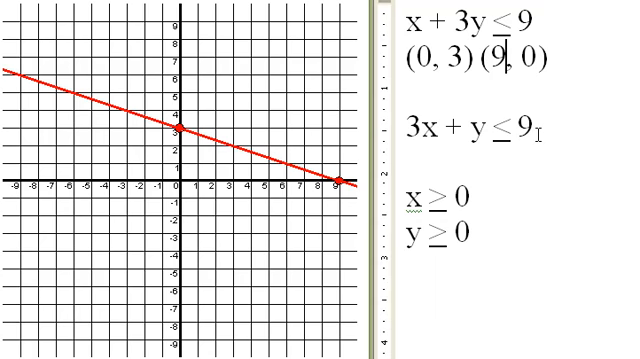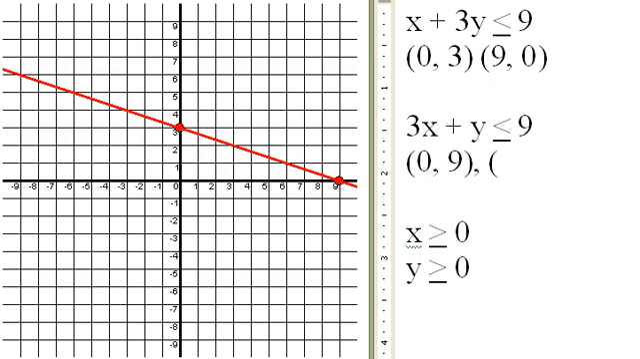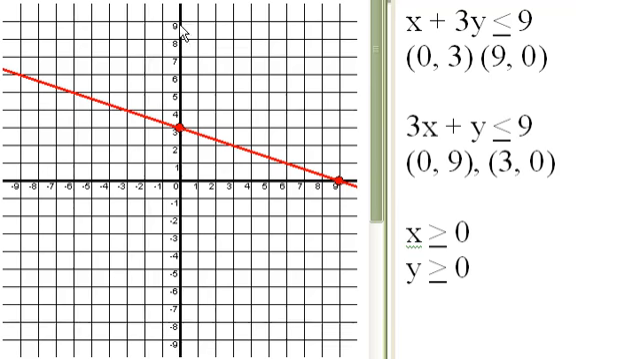The second one works exactly the same way. Only here, when I put 0 in for x, I'm going to get y equals 9. And when I put 0 in for y, I'm going to get x equals 3. So 3x equals 9, x is going to have to be 3. And so you can see my points are just kind of reversed here. So if I graph a line, 0, 9 is right here. 0, 3 is right there.